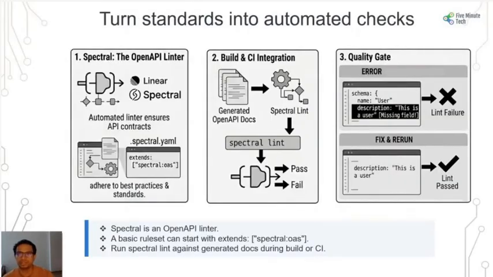Now let's talk about how turning a standard into automated checks works and how it is beneficial. Spectral is the OpenAPI linter, and a basic rule set can start by extending something like spectral:oas. We can run the Spectral lint against generated docs during your build or CI pipeline. The way it works is you provide certain specific rules, and if a rule fails, it returns you an error. That is the quality gate that you can put in place in your CI/CD pipeline to make sure that your APIs are adhering to a particular standard.